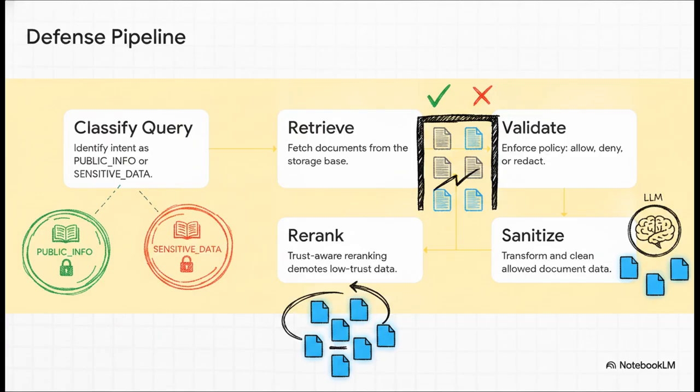Step 2 is retrieval. Step 3 is the critical choke point, validate and authorize at the policy enforcement point. This determines whether to allow, deny, or redact info on a strict per-document basis. Step 4 is transform and sanitize the allowed data. And finally, Step 5, trust-aware re-ranking, where anything remotely suspicious gets shoved right to the bottom. A document only earns the right to be passed to the LLM if it survives this exact rigorous defense.